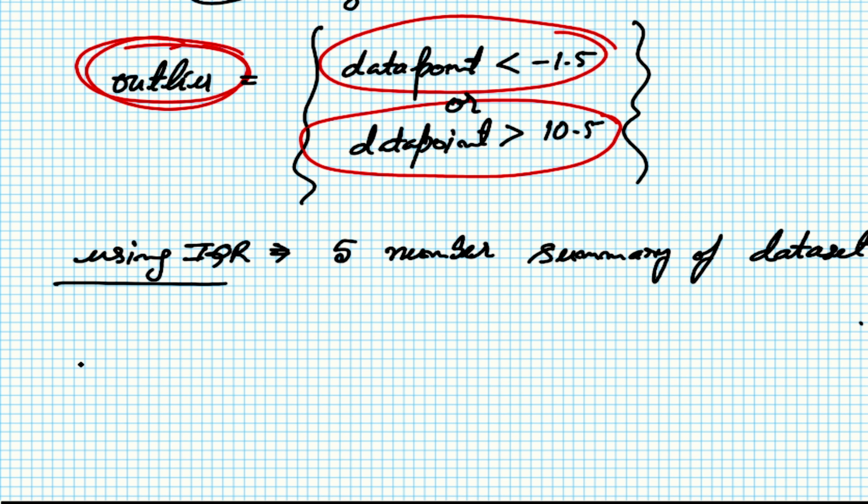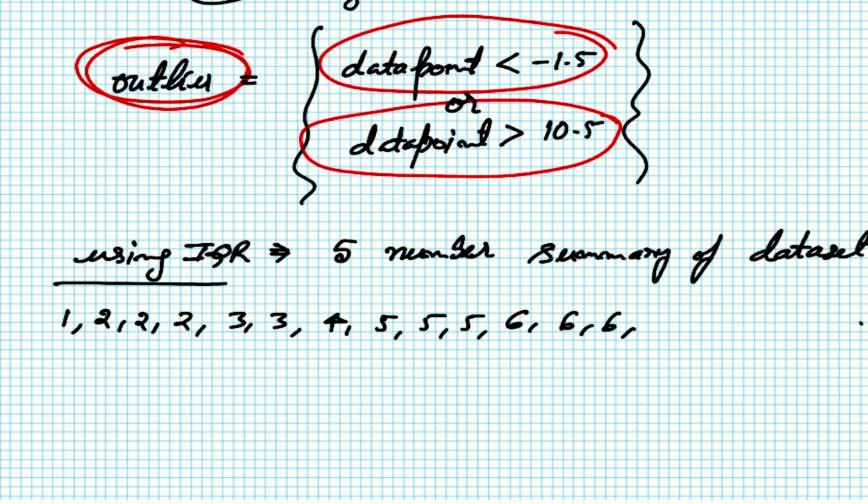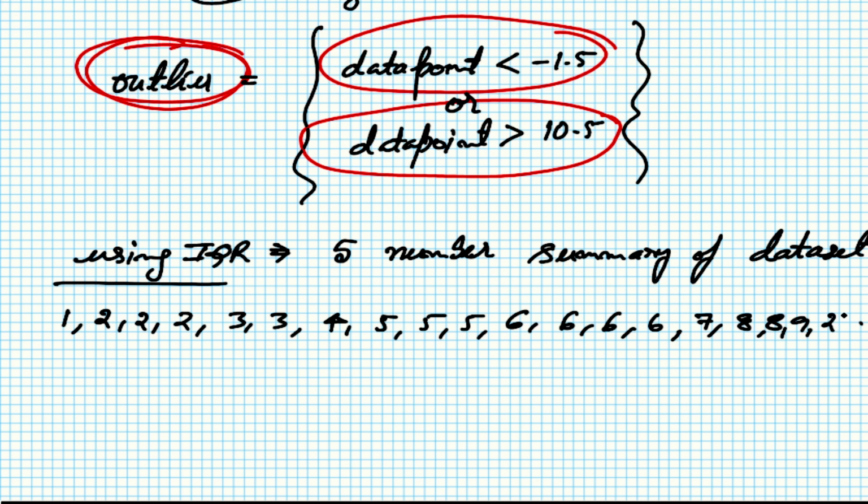So before writing that, let me write my data set once again, because I need that to calculate one of the parameters which we have not calculated so far. Maybe I think 1, 2, 2, 2, 3, 3, then 4, 5, 5, 5, 6, 6, 6. I think we had another 6, then 7, 8, 8, 9, and 27. Okay, so this was the data.